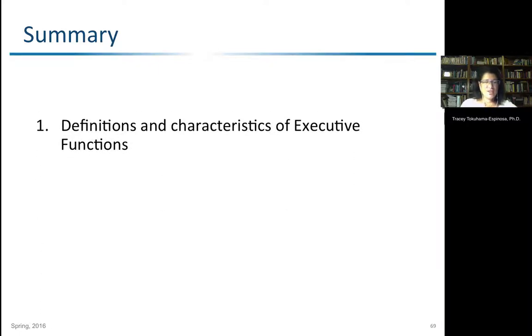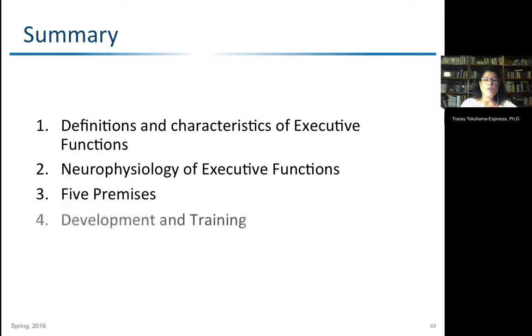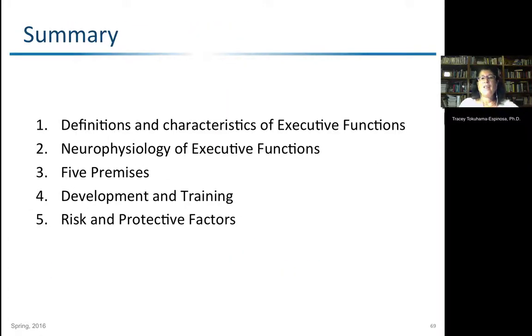We looked at the definitions and characteristics of executive functions. We talked a bit about the neurophysiology of executive functions and the pathways in the brain. We shared 5 premises, key ideas related to executive functions. We talked about a sampling of some of the studies that consider ways to enhance executive function development in individuals. And finally, you were asked to consider your own risk and protective factors related to executive function development.